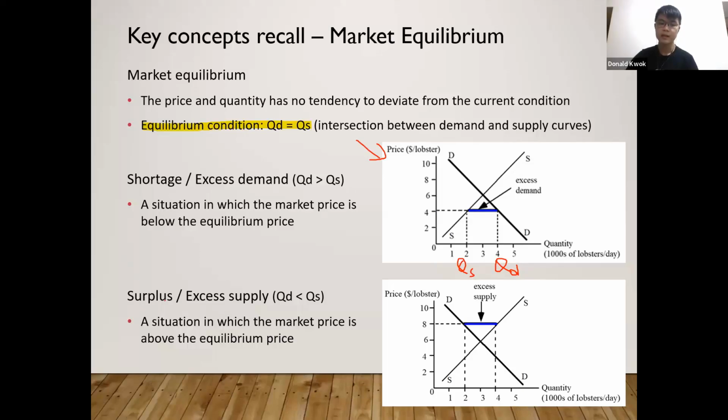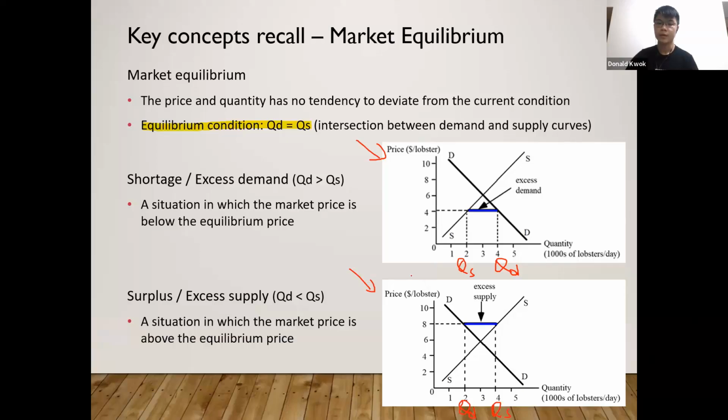While in the second case of disequilibrium, the market is having a surplus or excess supply. Using the graph below here, at the price of $8, the quantity supplied is greater than the quantity demanded, and there's excess supply in the market. Graphically, the price of $8 is above the equilibrium level, and this causes excess supply to emerge.